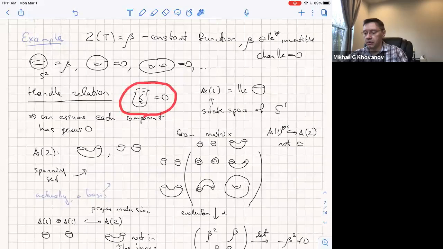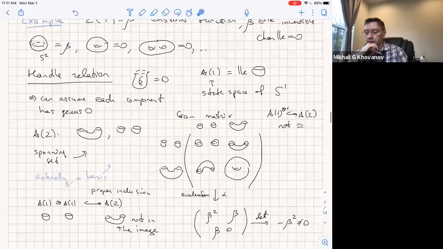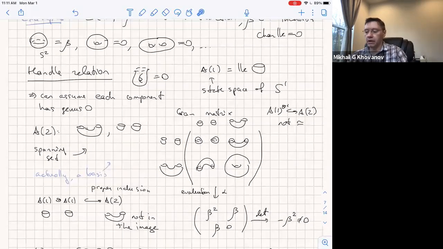And because we have a skein relation, we see that the state space of a single circle, we can reduce it to just one vector, because anything of high genus is 0. So the state space of a single circle, in fact, is just a one-dimensional vector space with basis given by the disk. And so again, using this relation, we can reduce to the case when each component has genus 0, no handles.